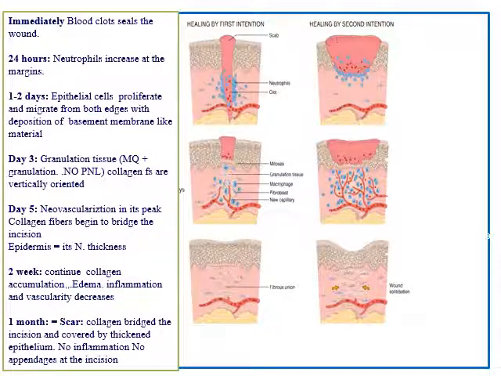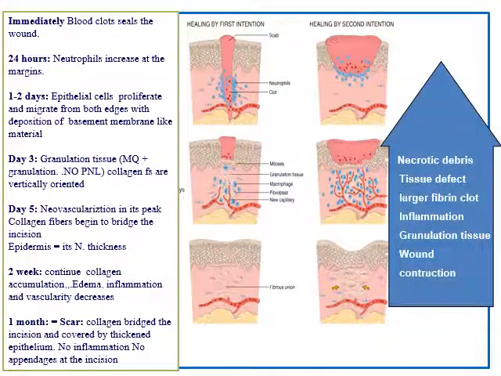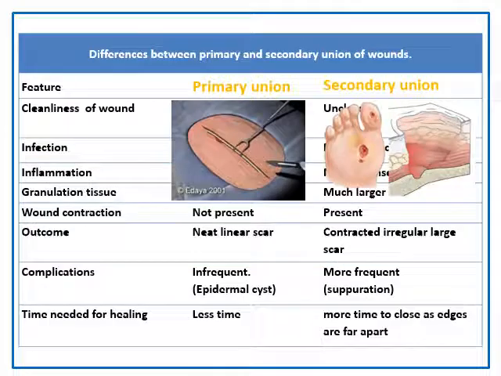Well, in secondary intention, it's the same. However, it takes more time, with more tissue loss and more scar formation. So our wounds usually heal by secondary intention if there is necrotic debris, if the tissue defect is large or the fibrin clot is large, if there is excessive inflammation, and so on. Here is a comparison between primary intention and secondary intention.